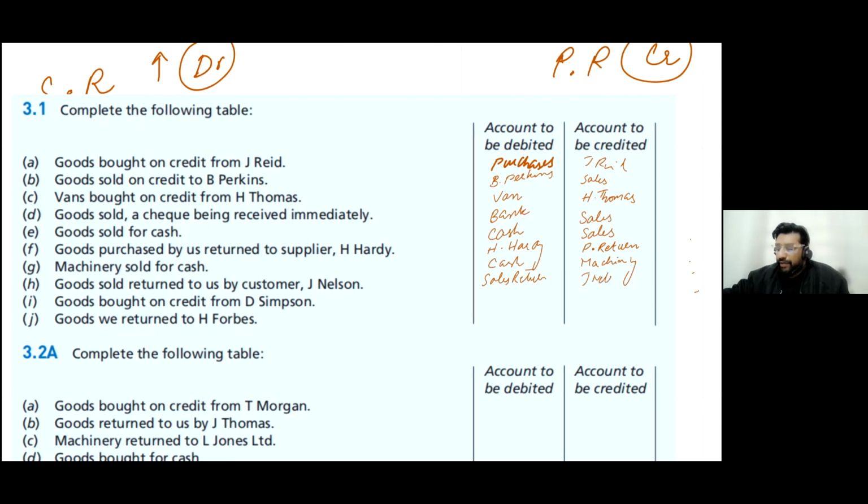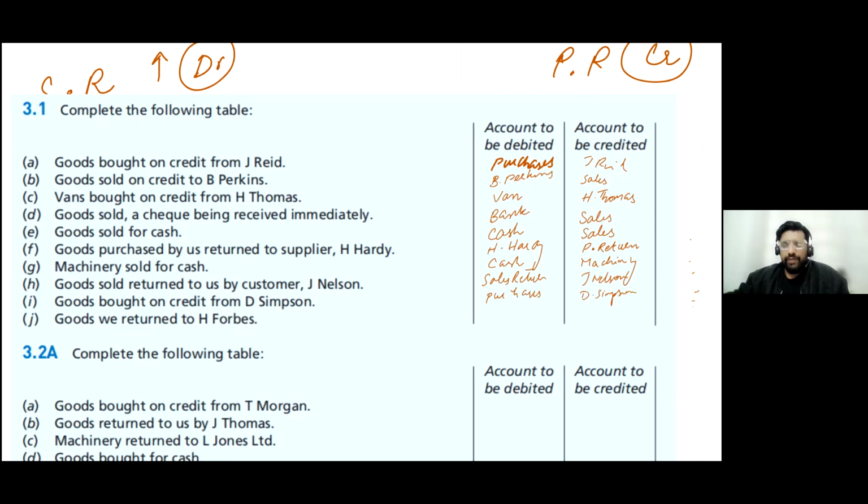Goods bought on credit from D. Simpson. We bought some goods. Purchases debit, stock is increasing. And D. Simpson is a liability. That is credit.